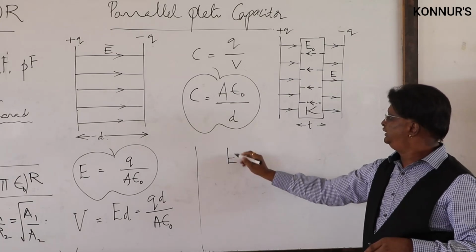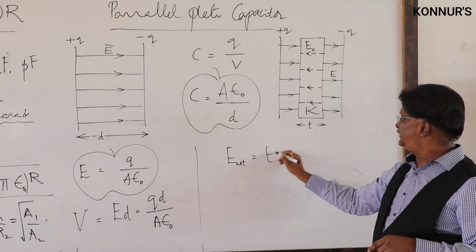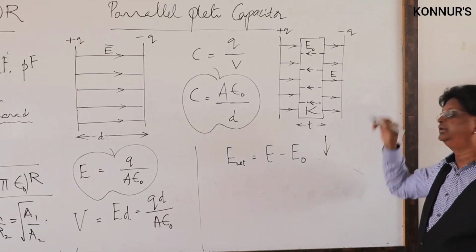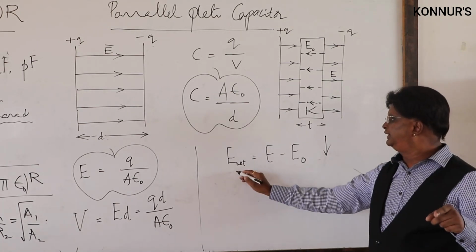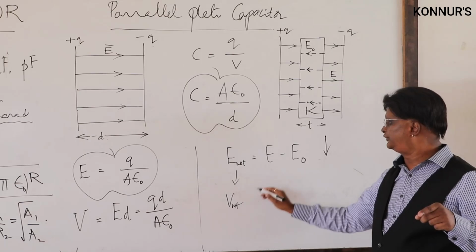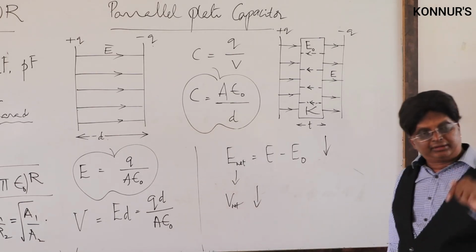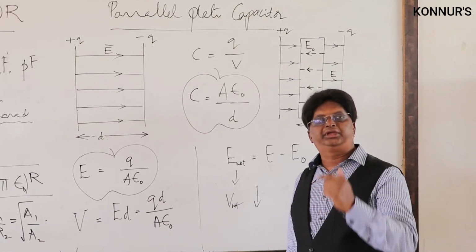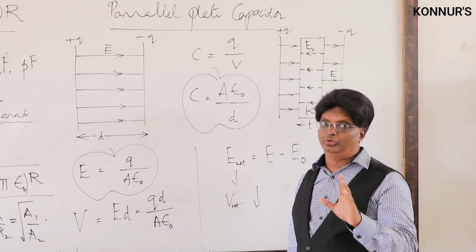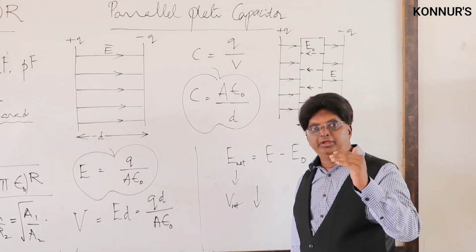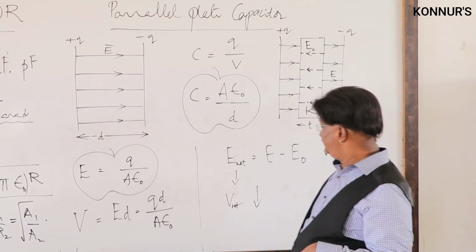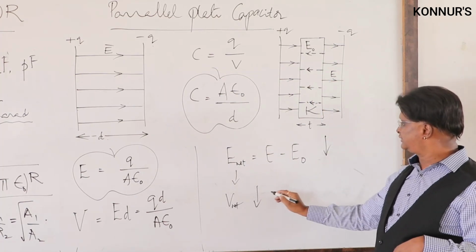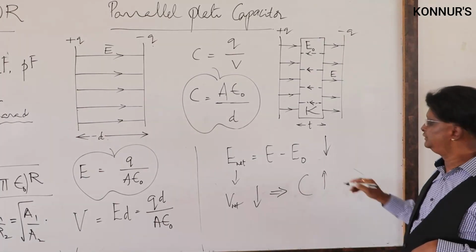I am now writing it as E naught, which is anti-parallel to the external field E. As a result, the net intensity will be E minus E naught, which is decreasing. The effective field decreasing, therefore the effective potential difference also decreases. Remember what is the principle of capacitor? Increasing the capacity by decreasing the potential. No increase in size, decreasing potential, capacity can be increased. Thus here, as the field gets weakened, potential difference decreases and hence the capacity of the capacitor increases.